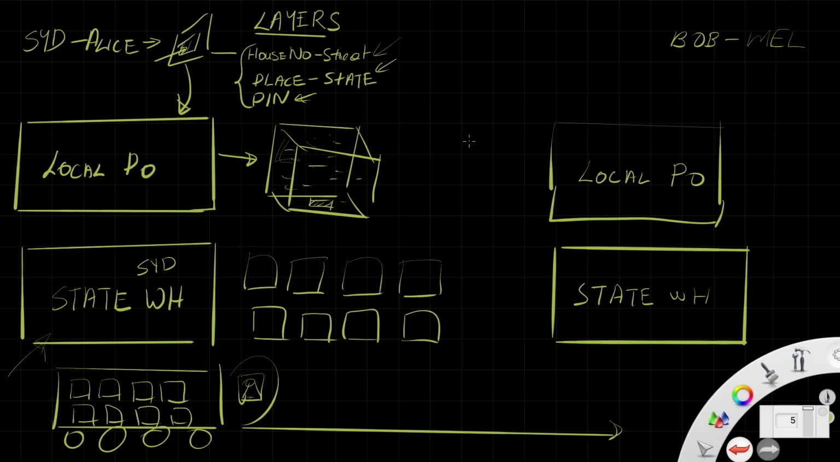So a box has gone just like this, a very similar box, definitely not with the exact same content. The content of this box is different, but this box contains the letter from Alice. It is going all the way to the local post office from the state warehouse. And then a postman picks this particular letter up and delivers it to Bob.